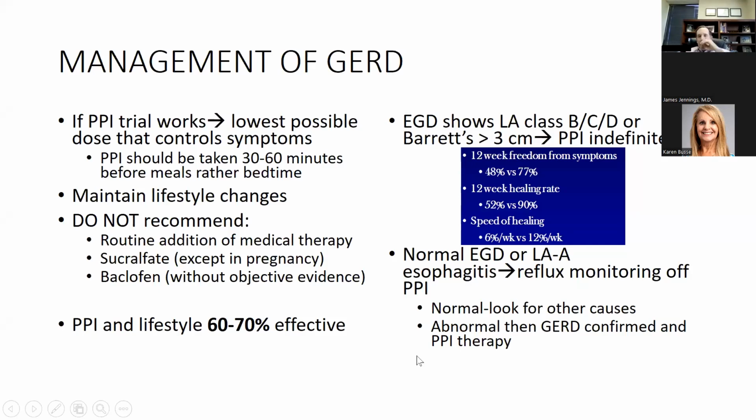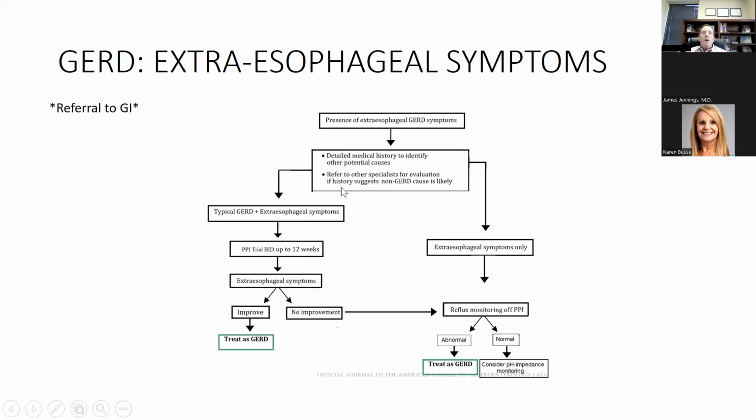monitoring. But I want to talk about the subset of patients that have the extraesophageal symptoms. My recommendation is to refer to one of the gastroenterologists. And those patients, this is a very nebulous pathophysiology that nobody has really been able to completely figure out and iron out. Even in the GI world, it's very challenging to treat these patients.